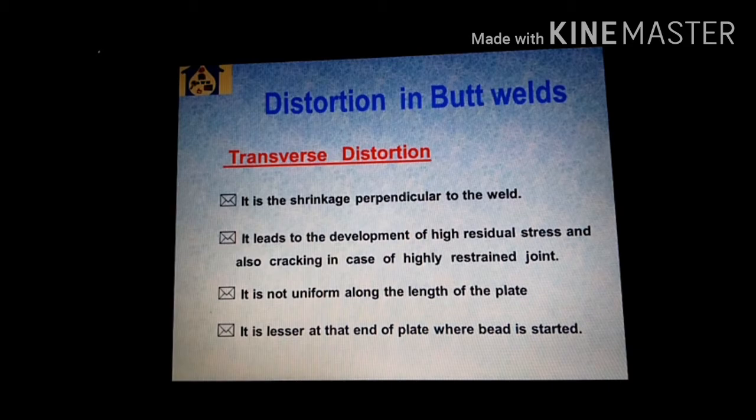Distortion in butt weld: transverse distortion. It is the shrinkage perpendicular to the weld. It leads to development of high residual stress and also cracking in case of highly restrained joints. It is not uniform along the length of the plate. It is larger at the end of the plate where the weld is started.